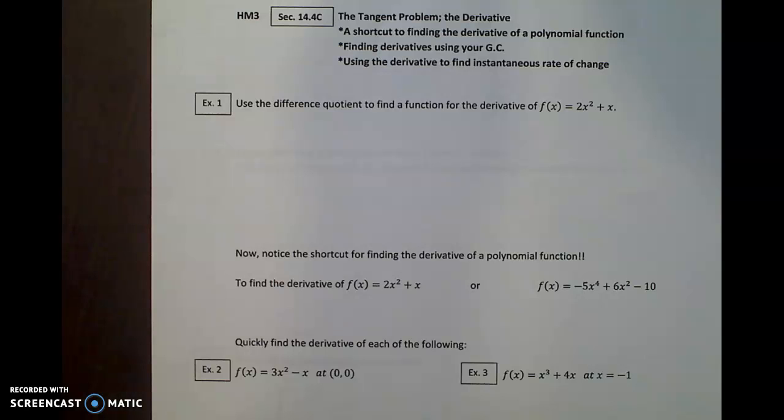Okay, so again, why don't you go ahead and pause the video and see if you can do this one again on your own. Right, you're using the difference quotient specifically to find a function for the derivative.